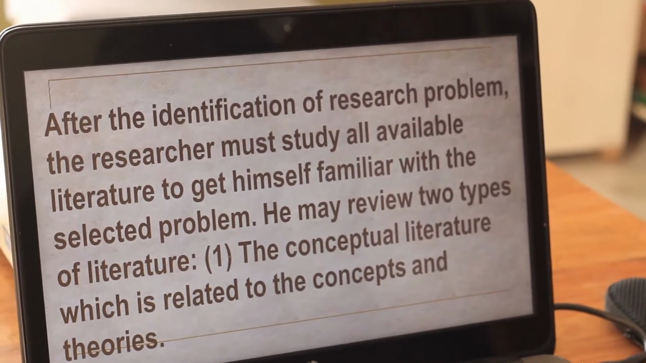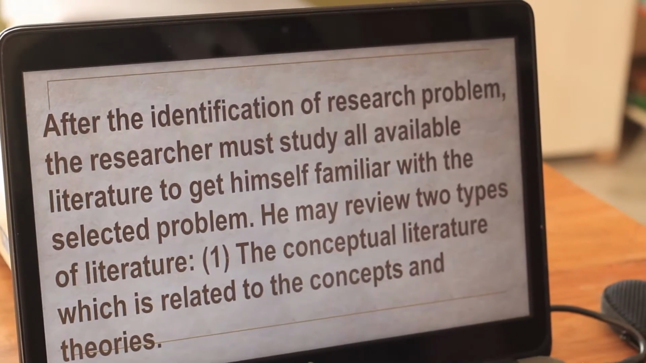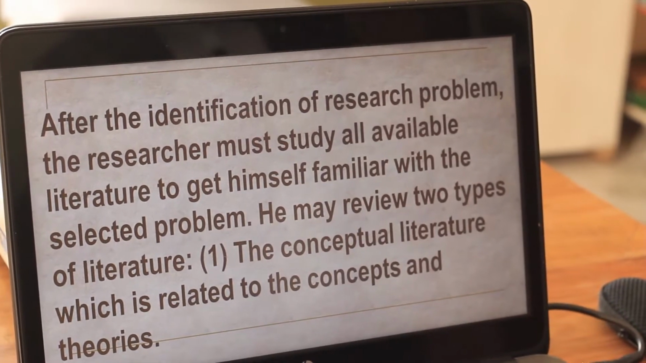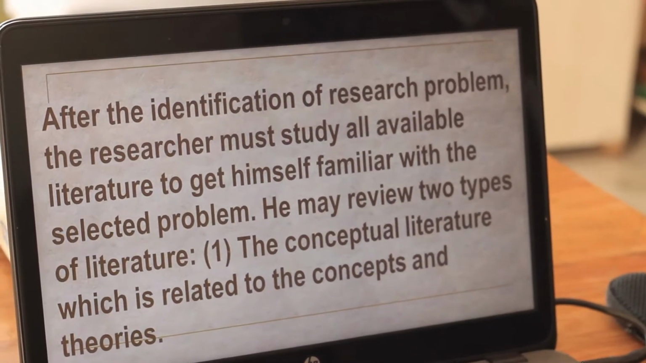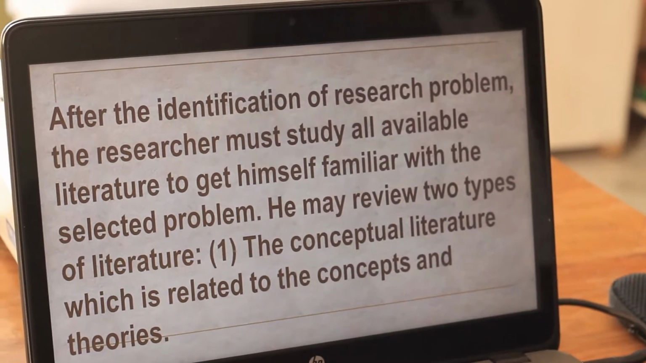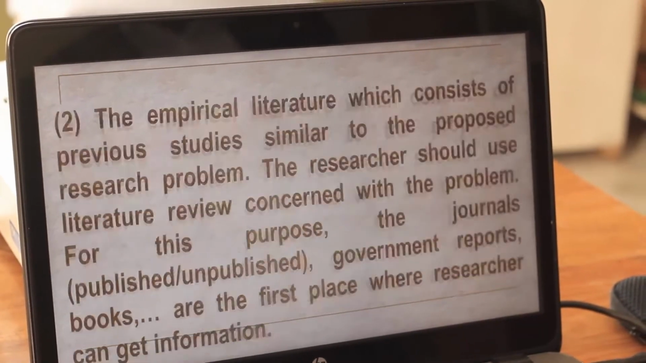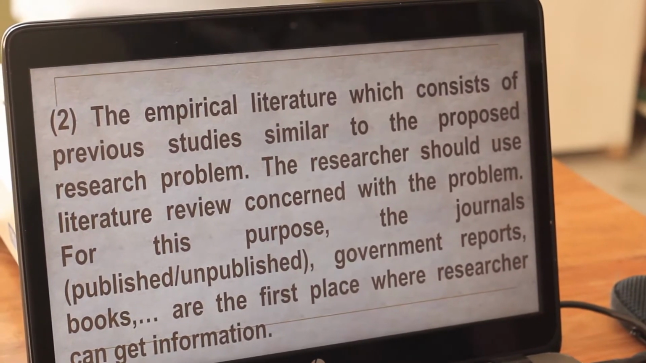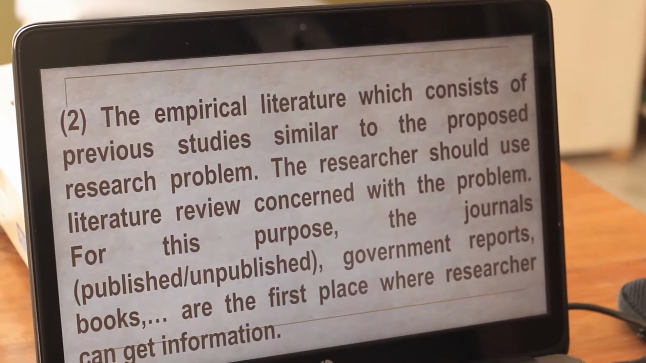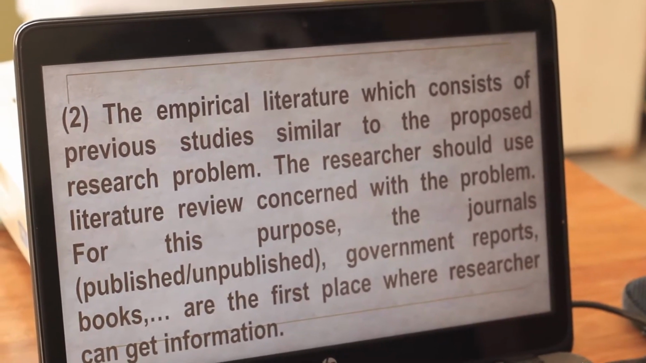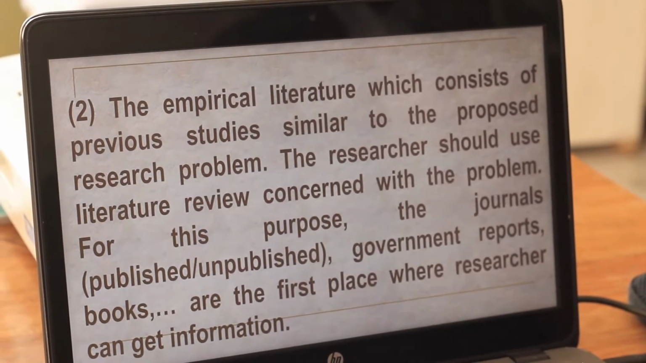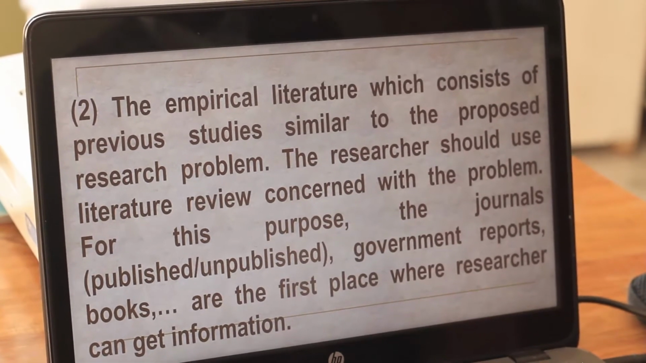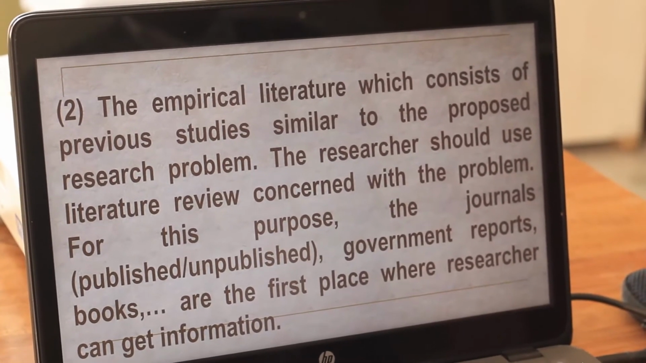After the identification of the research problem, the researcher must study all available literature to get himself or herself familiar with the selected problem. He may review two types of literature. Number one, the conceptual literature, which is related to the concepts and theories. Number two, the empirical literature, which consists of previous studies similar to the proposed research problem. The researcher should use literature review concerned with the problem.